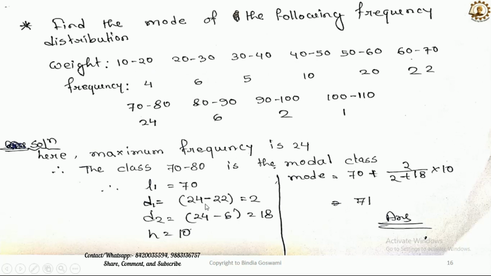So the mode formula is L1 plus D1 by (D1 plus D2), into H. Here L1 is 70, D1 is 2, and D2 is 18, into H. So simply we get the result, 71. This is the procedure of calculating mode.